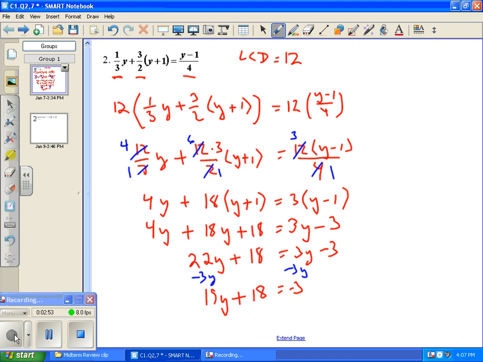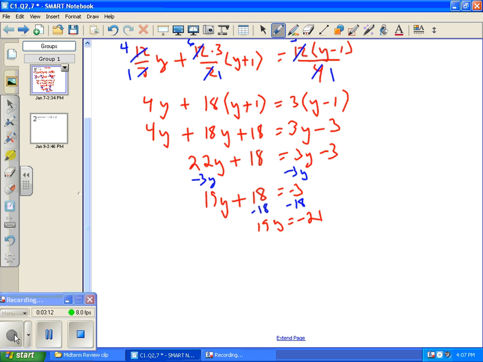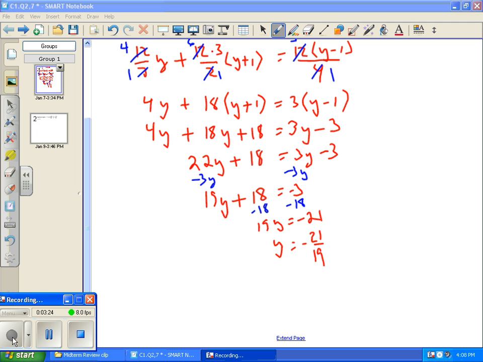Now I'm going to subtract 18 from both sides. So we get 19y equals negative 21. And the last step is to just divide both sides by 19. So we get negative 21 over 19. And that doesn't need to be simplified anymore. This is just good enough.